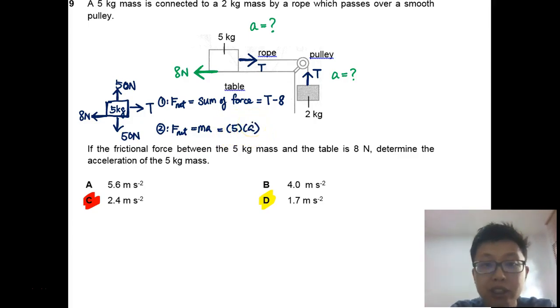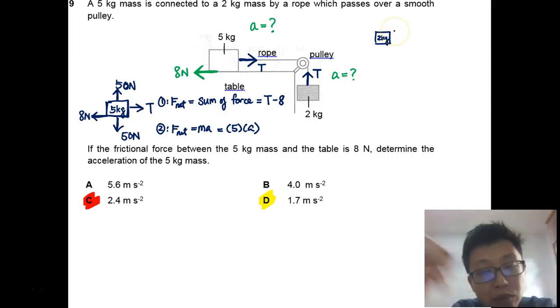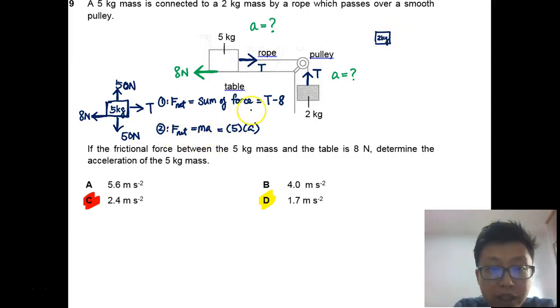I do not know what my A is. Okay, then I do the same thing for my 2 kg block. Okay, why do I move on to the 2 kg block? Because as you can see here, I have an unknown T, I have an unknown A, and I only have 2 equations. So I do not have enough information to help me solve this problem. Okay, so let's move on to the 2 kg.